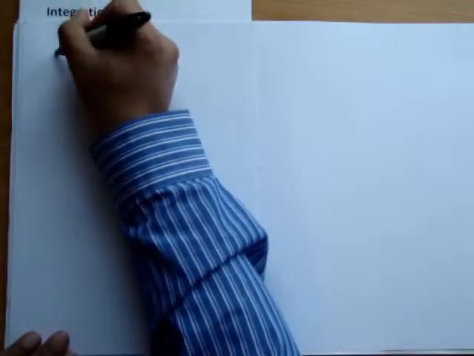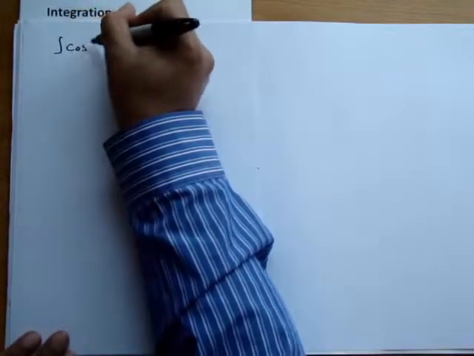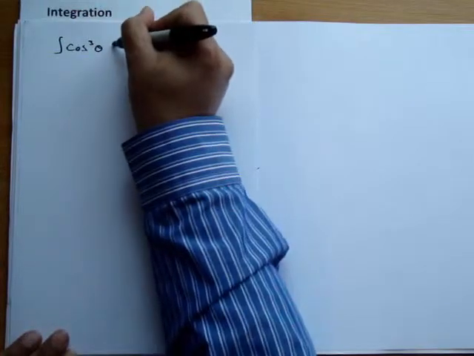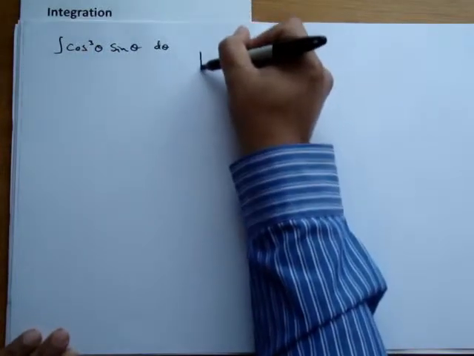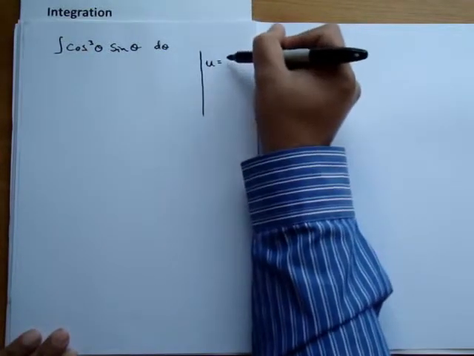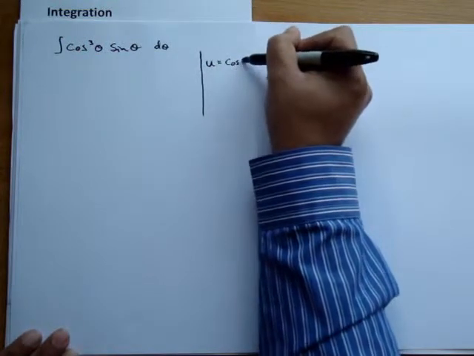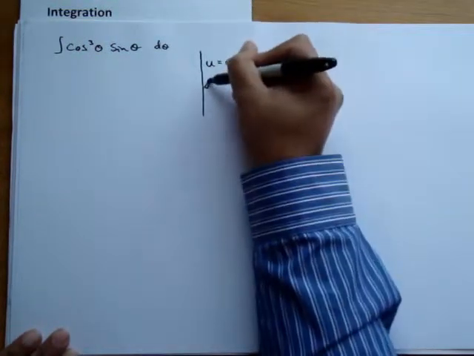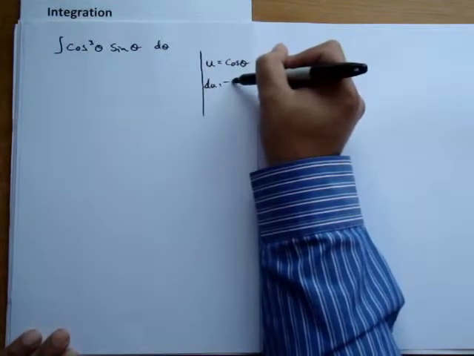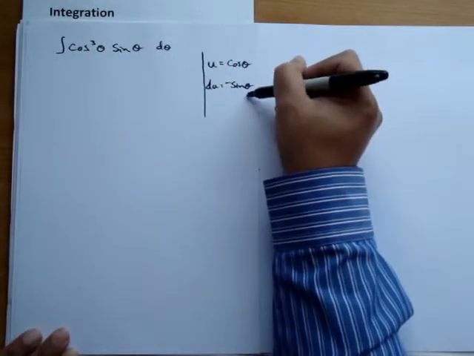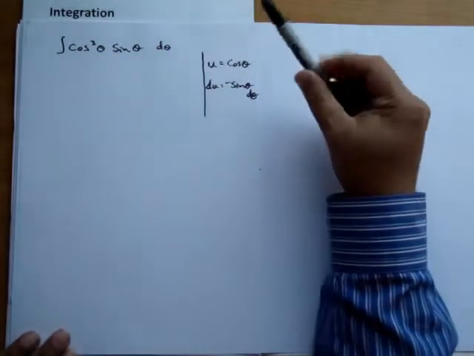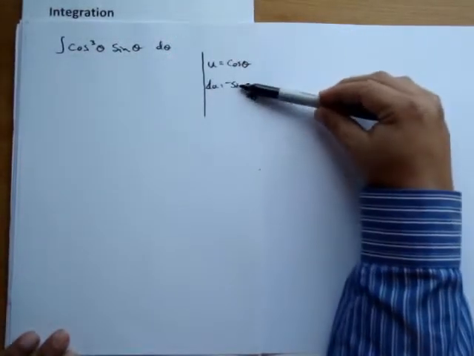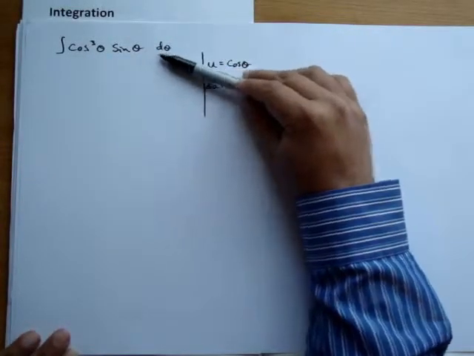Quickly go over some other examples. Integral of cos cubed theta sine theta d theta. U equals cos theta, and du when we differentiate becomes minus sine theta d theta. So we can see that if we have u as cos theta, the sine theta appears in the original integrand, so we can use our u substitution.